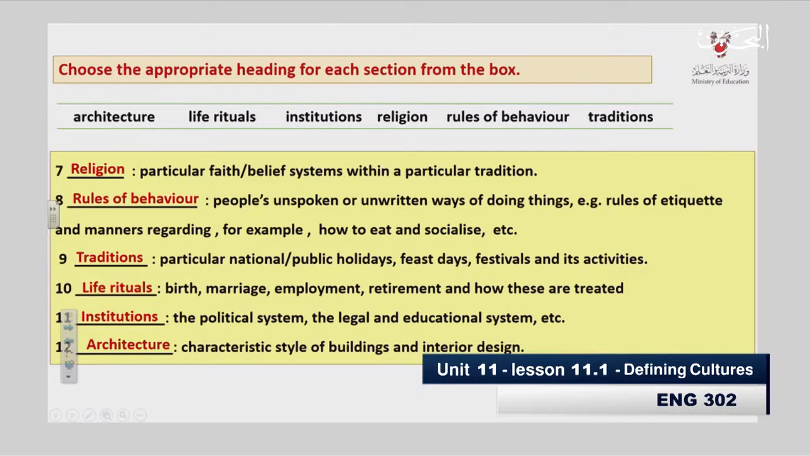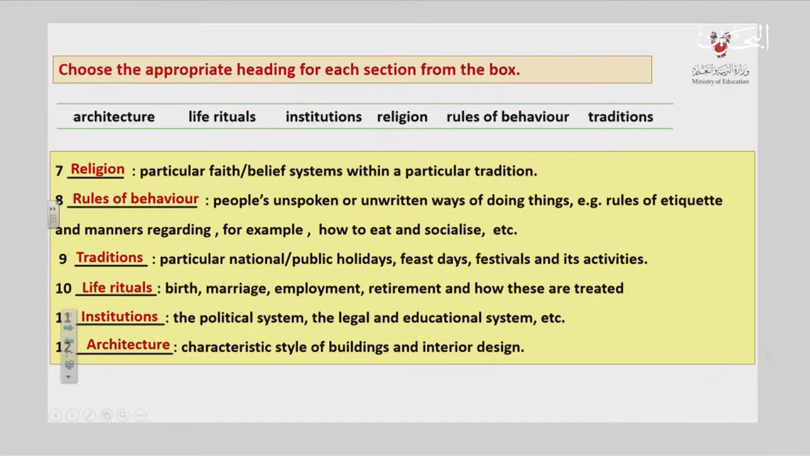9, traditions, specifically national and public holidays, feast days, festivals, and their activities. 10, life rituals, which refers to birth, marriage, employment, retirement, and how these are treated. 11, institutions, the political system and the legal and educational system as well. Last definition, architecture, characteristic style of buildings and interior design.